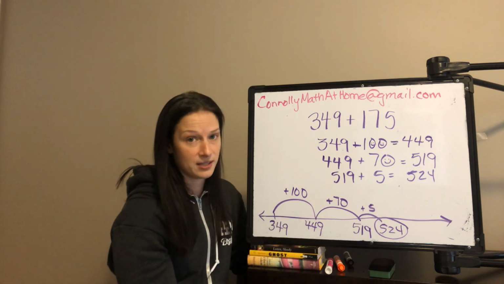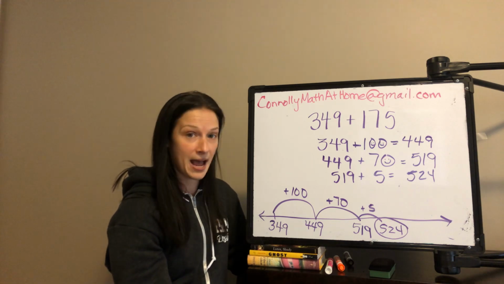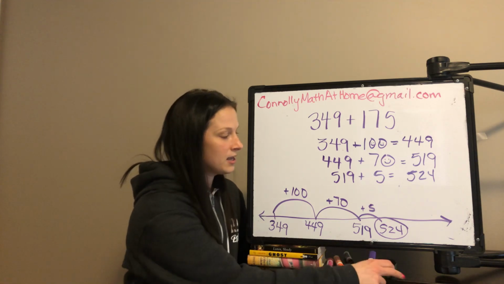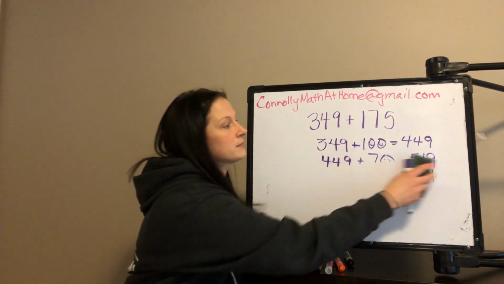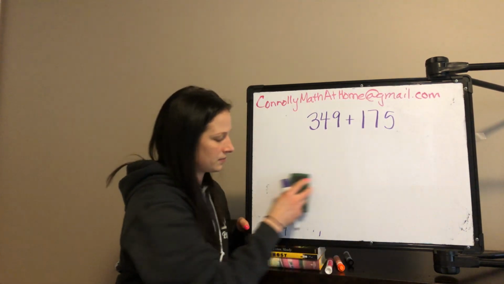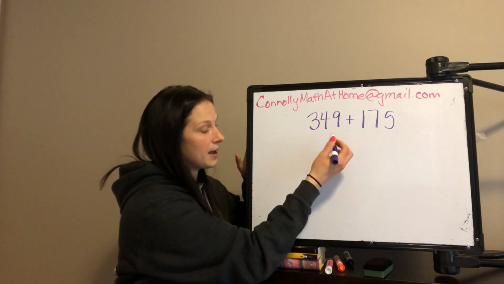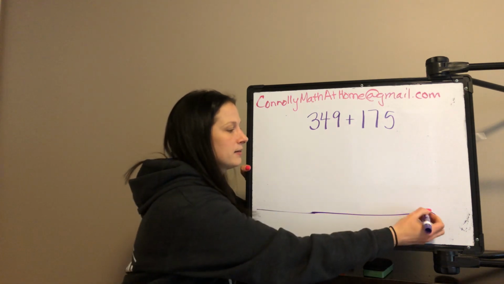There are some other ways to keep one number whole and add on. I'm just going to show you one more. And you can think about other ways that we could split up these numbers too. So I'm going to keep 349 whole again.